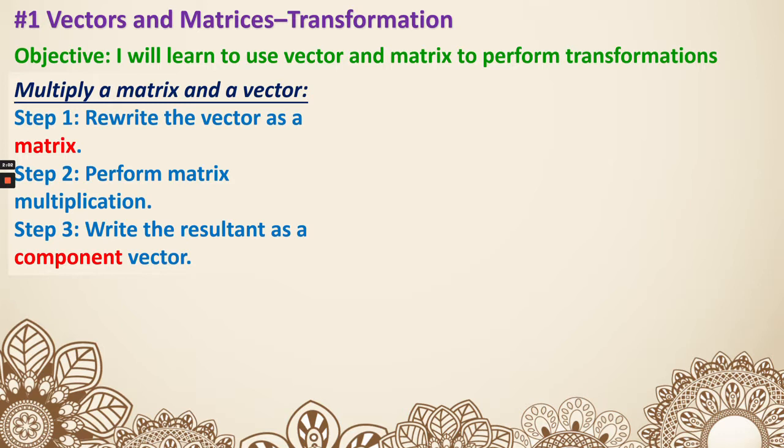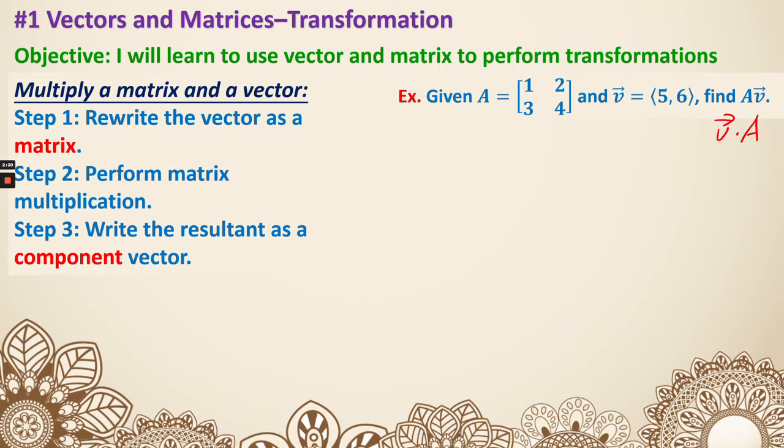So let's first talk about how we multiply a matrix and a vector. Step 1, we are going to rewrite the vector as a matrix. Step 2, perform the matrix multiplication. And step 3, well, since we started with the vector, we got to write that back as a vector, a component vector. So here's the example. Even though it is A times V, it is technically a vector V times A. Here's the reason. Let's write our vector as a matrix first, a row matrix. The dimension for A is 2 by 2. The dimension of vector V is a 1 by 2.